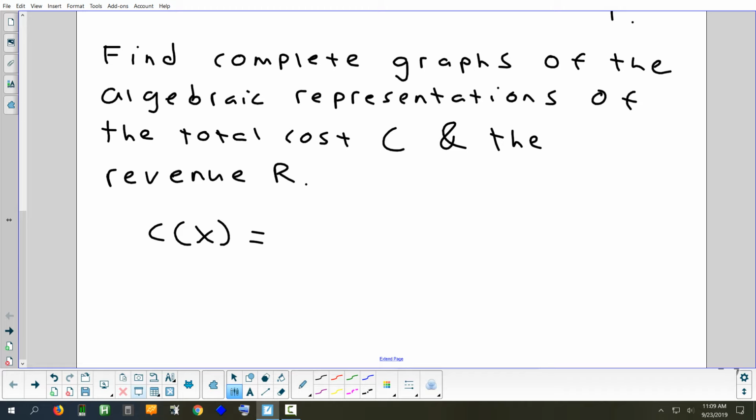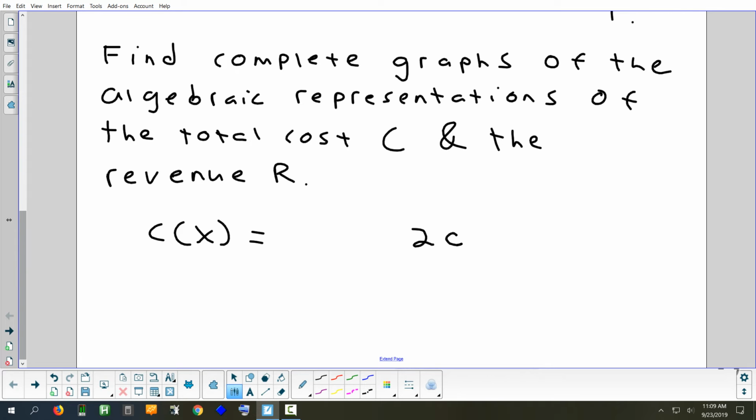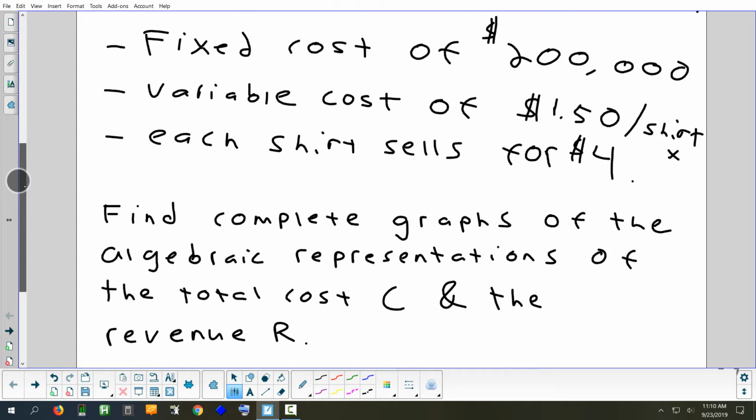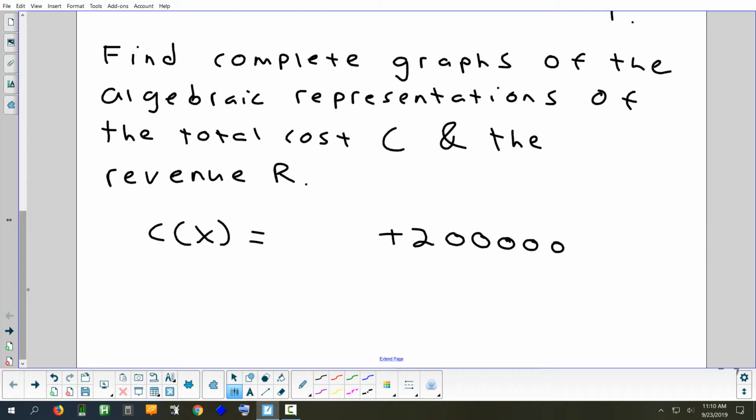So let's start with the fixed cost. What was the fixed cost for this company? Was it 200,000? So I'm going to put that right here. That's going to be like a y-intercept. And now the variable costs. It's $1.50 per shirt. So how would you represent the variable cost? What would be the expression?